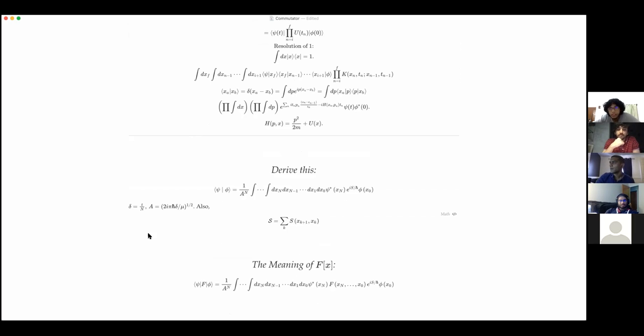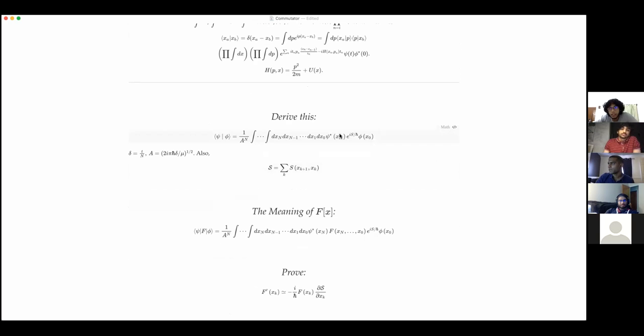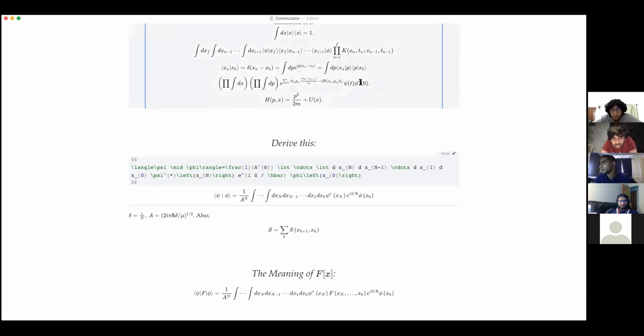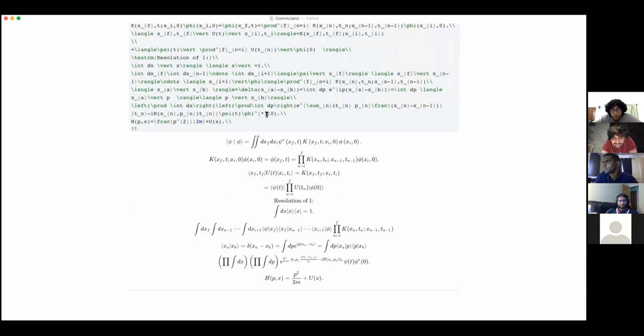Anyway, we've already derived this now, right? So if you do these Gaussian integrals that Shire was talking about, you get an expression that looks like this. You have n of these x integrals. Sorry, I have the star on the wrong guy here. Star is not on phi, it's on psi.